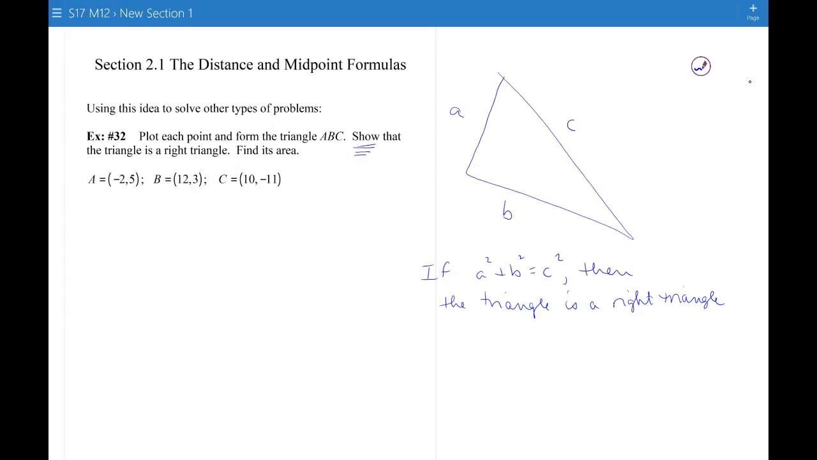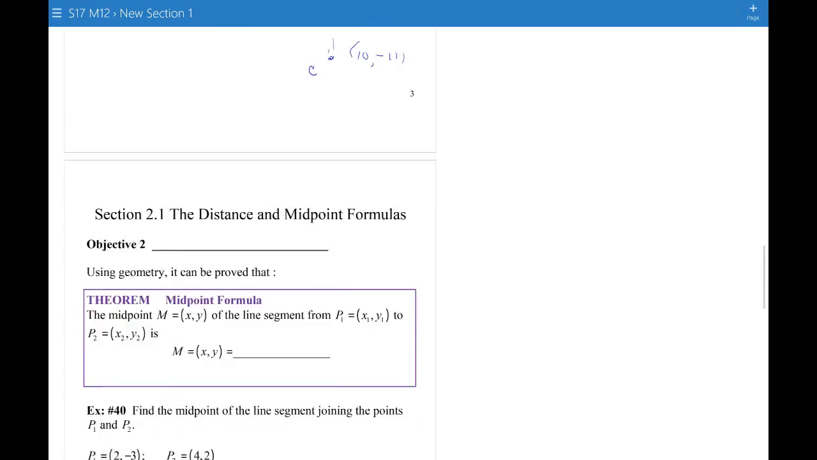That's the Pythagorean theorem. So I'm going to ask you to plot these points on a coordinate system: -2, 5, 12, 3, that's A, B, and then 10, -11, it's point C. The idea is to imagine a triangle with these 3 points and then see if you can figure out if it's a right triangle. You have a homework problem like this, but we'll work on this in class together.